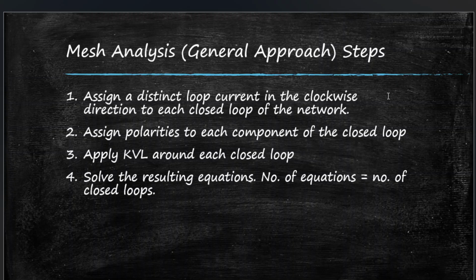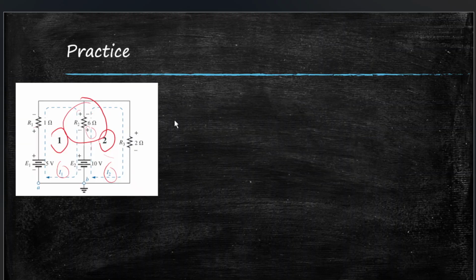The steps for the general approach are: first, we assign a distinct loop current in the clockwise direction to each closed loop of the network. Now, what does this mean? Let's visualize that step one with this question. Every network will have multiple loops, and you have to first identify the loops for mesh analysis.